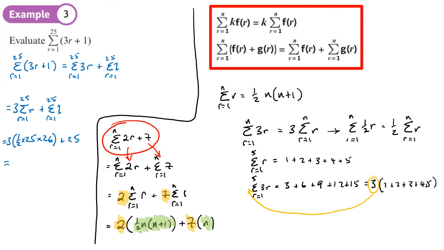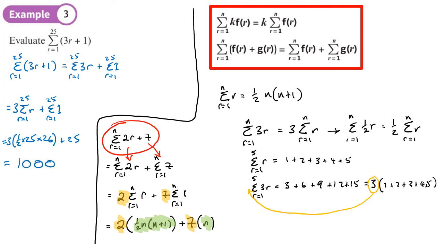Right, so let's work that out. I'll do the 25 times 26 first, which is 650. I want half of that, which is 325. Times that by 3, then add 25, and I get exactly 1,000. Let's put that in, 1,000.